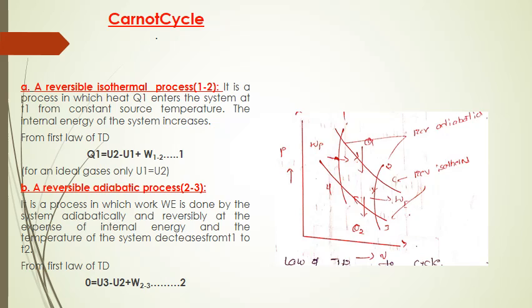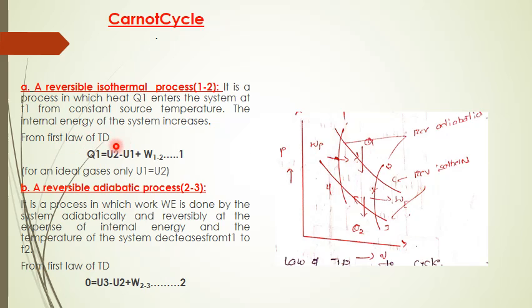The Carnot cycle consists of the following four processes. Let us have them one by one. A reversible isothermal process 1 to 2. So this is the isothermal process 1 to 2. It is a process in which heat Q1 enters the system at temperature T1. At constant temperature T1, the internal energy of the system increases here, 1 to 2.